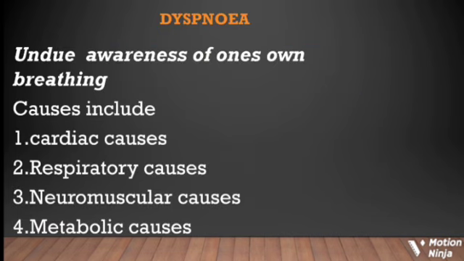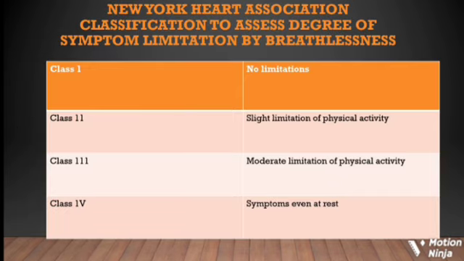As you all know, dyspnea is an unpleasant or undue awareness of one's own breathing, and the main systems involved in dyspnea could be the cardiovascular system and respiratory system, although neurological, neuromuscular and metabolic causes can also produce dyspnea.